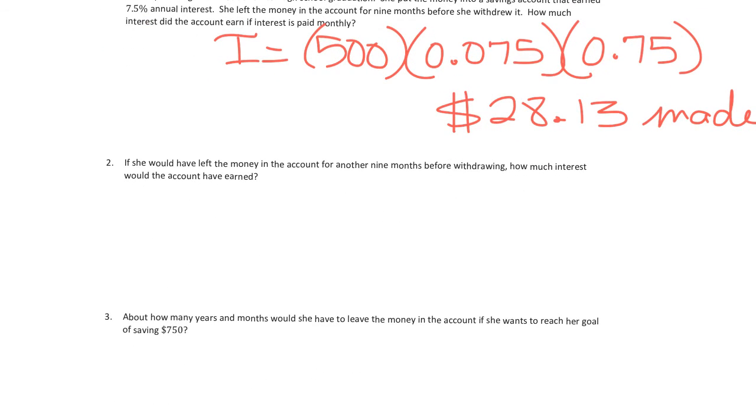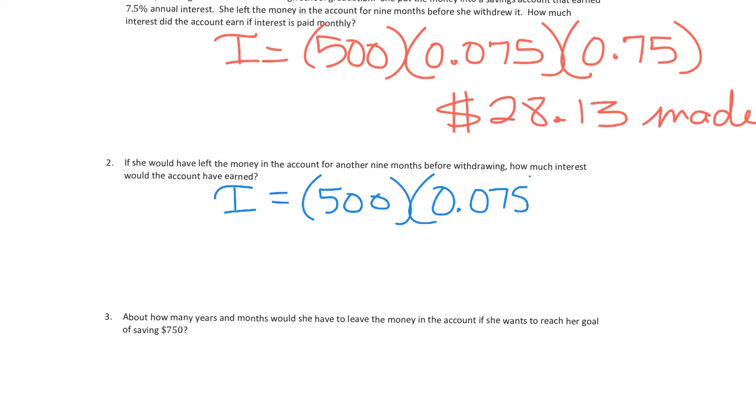Okay, on the second problem, if she would have left the amount of money in the account for another 9 months before withdrawing it, how much would she have earned? So my principal is still the same. My interest rate is still the same. But this time it's 18 months, another 9 months. 9 plus 9 is 18. So 18 months. And remember, our time is in years, so 1.5 or 1 5/10 is our time. Plug that into your calculator. And she would have earned, had she done that, $56.25.